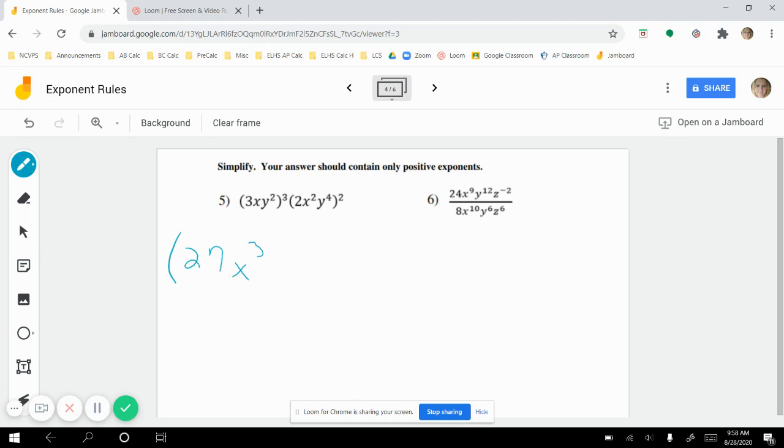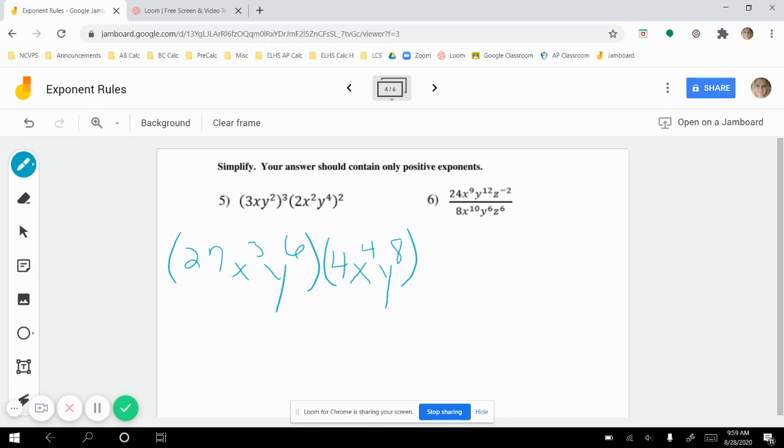Y to the 2nd power, all raised to the 3rd power. Remember, when we have power to a power, we multiply, so y squared to the 3rd power becomes y to the 6th power. All right. Next, we need to raise these to the power of 2. 2 squared is 4. X squared, all squared. Remember, we multiply the exponents when we have power to a power. So x to the 4th and y to the 8th. Power to a power, we multiply the exponents. So 4 times 2 gives us 8 for that exponent.